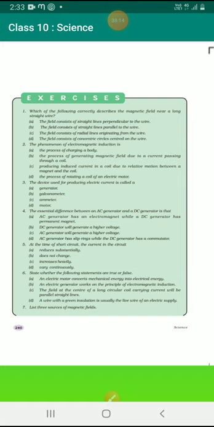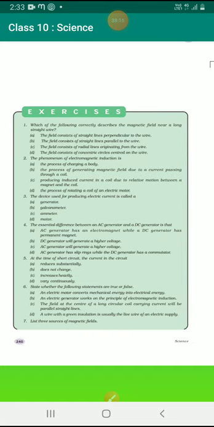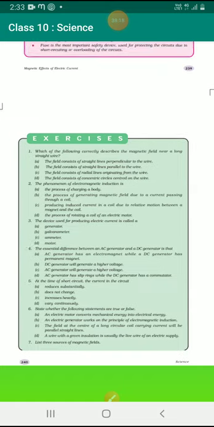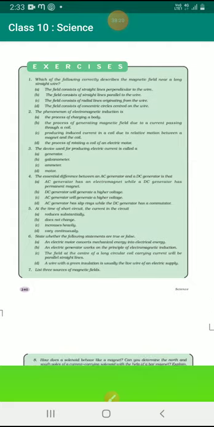And the PDF of this chapter, meaning the exercise part and the textbook question answers, that I'm going to send through the PDF tomorrow if possible.